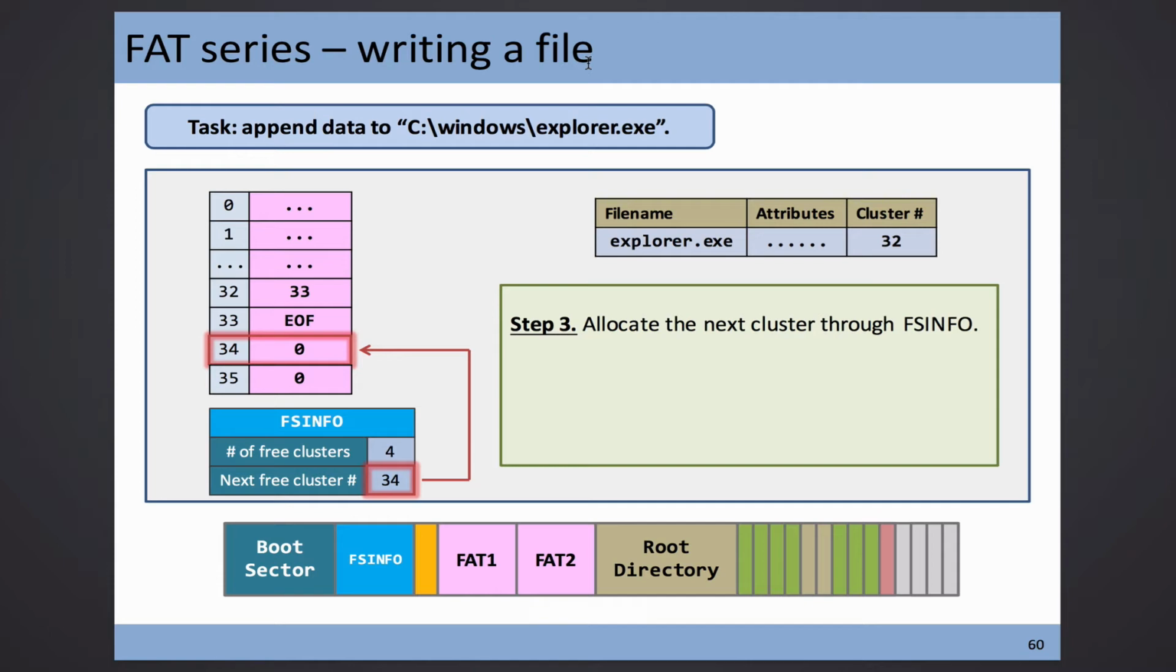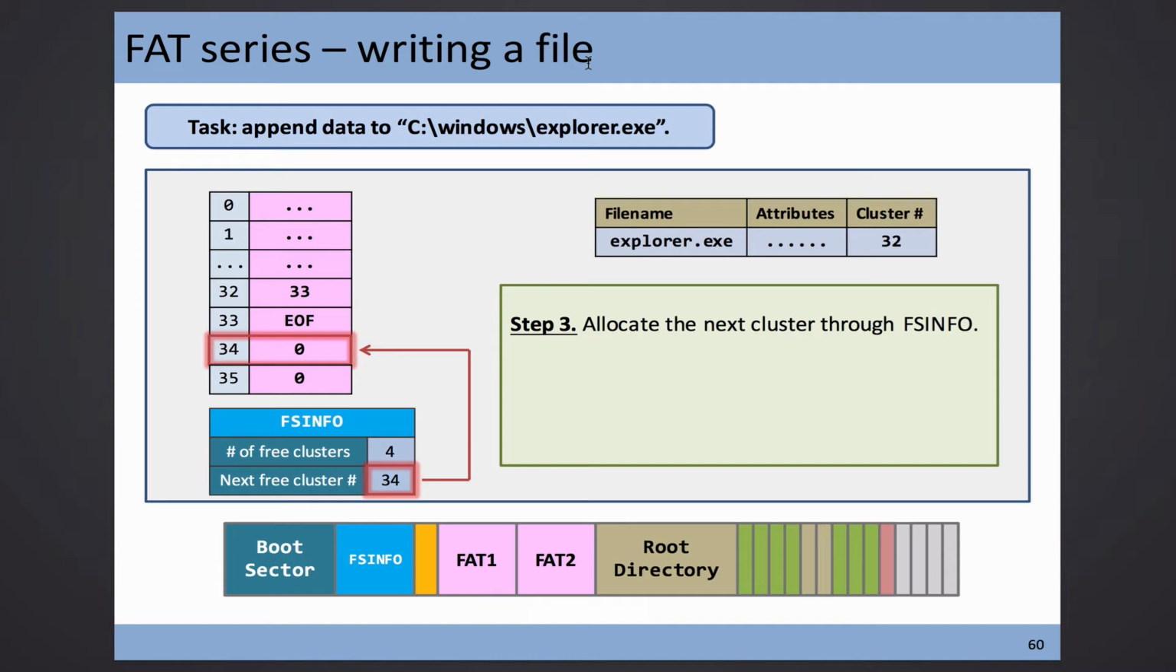So the journey is like this. Because of the free space management structure, I know that I still have free space in my system. We've got 4 free clusters, and the next available cluster that the system knows is 34. So 34, I allocate it.